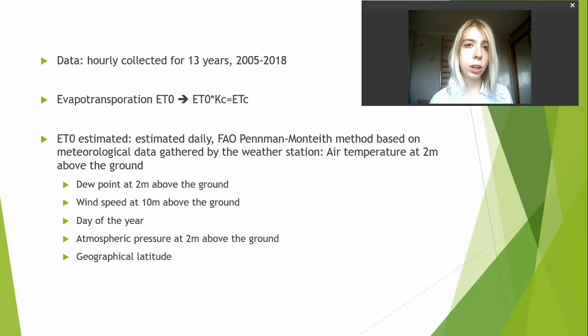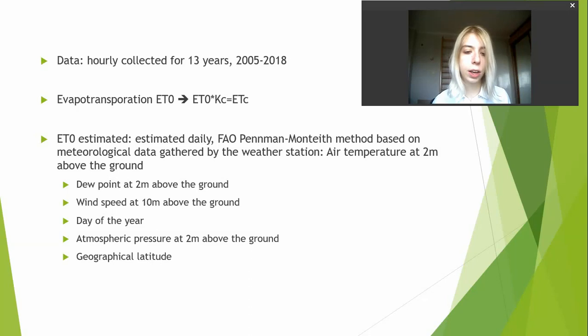First, evapotranspiration is calculated. Then we choose the culture that we want to cultivate, so in this example sunflower, wheat, or corn, and every culture has its own coefficient. That coefficient is multiplied with the evapotranspiration that we already obtained, and we have the evapotranspiration for the concrete culture that we want to cultivate. So evapotranspiration is estimated daily.